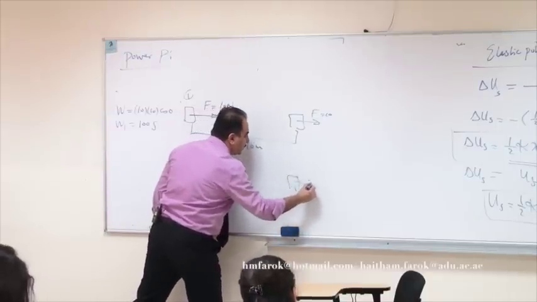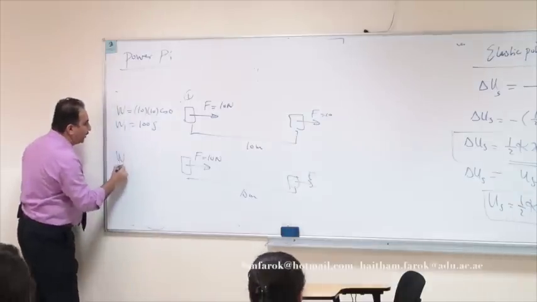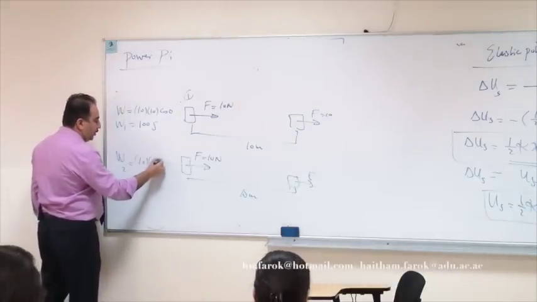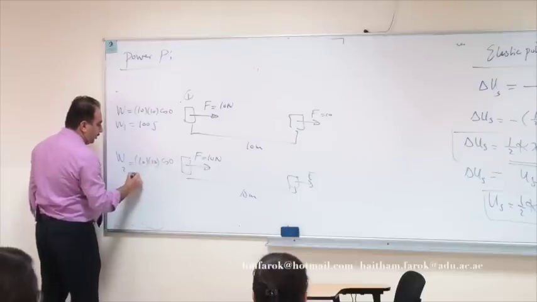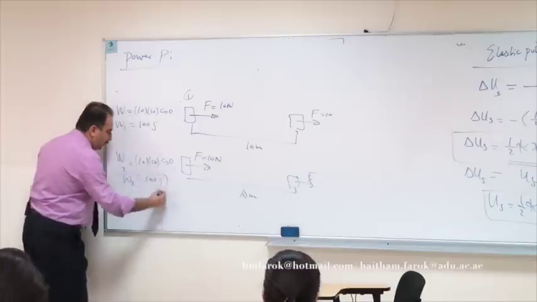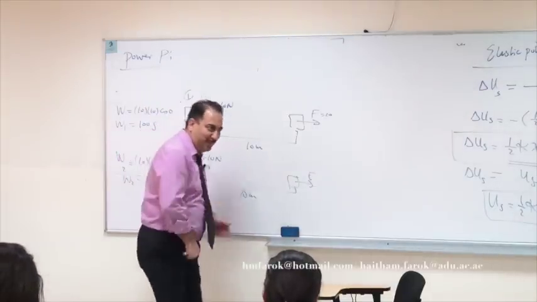But remember, this is student number 2. How much is the work done by student number 2? 10 cosine 0, which is 100 joules. Okay, you might laugh at this. Of course, it's obvious. That's what you thought.